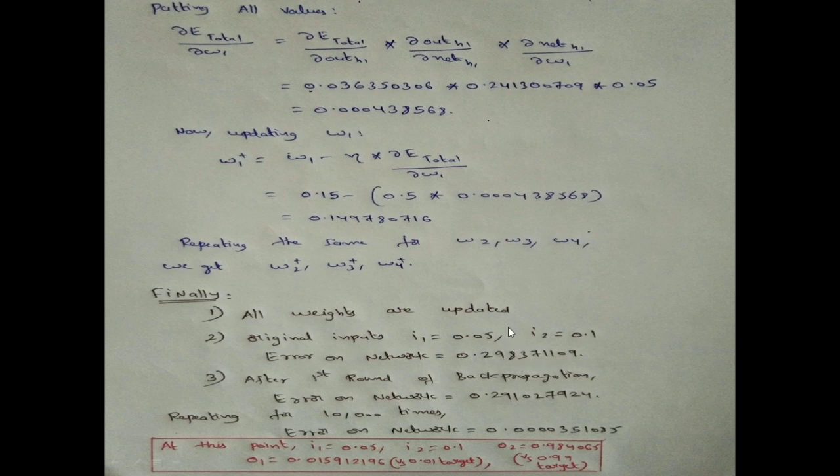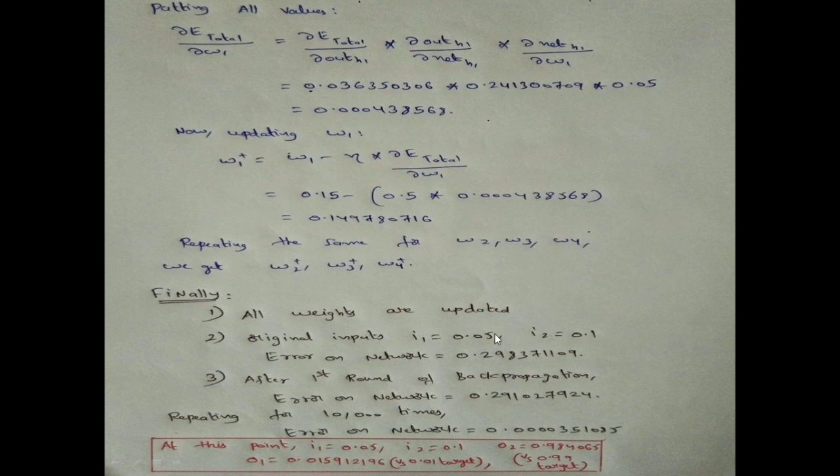So when the inputs are like this, the error on the network is 0.298371109. But after the first round of the backpropagation algorithm, that is after implementing this backpropagation algorithm, the error on the network has reduced to 0.291027924. So if we repeat this backpropagation algorithm 10,000 times, for the first time we may not notice that much difference between the previous value and the present value.